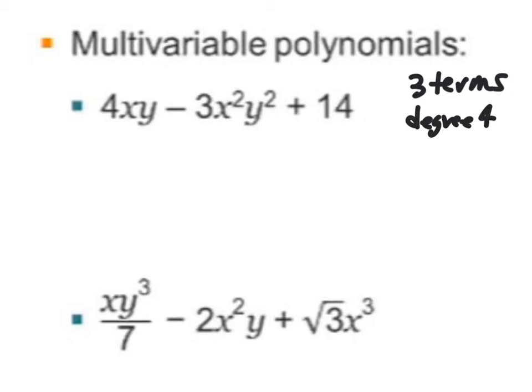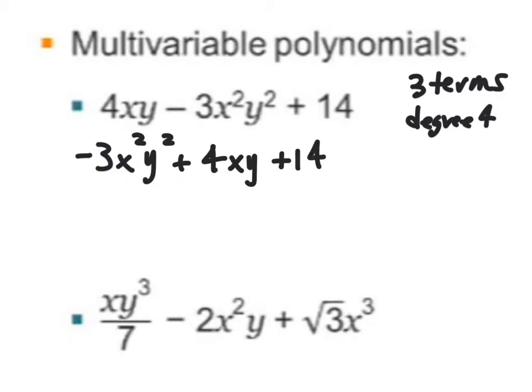All right, so now what I'm going to do is write this in descending order. I'm going to put my term with the largest degree out front, which is this term. So I'm going to write this as -3x²y², okay, and then my variables with degrees of 1, or I mean this whole thing is a degree of 2, but 1 plus 1 is 2. And so this is going to be +4xy, and then +14, okay? So this one is in standard form.